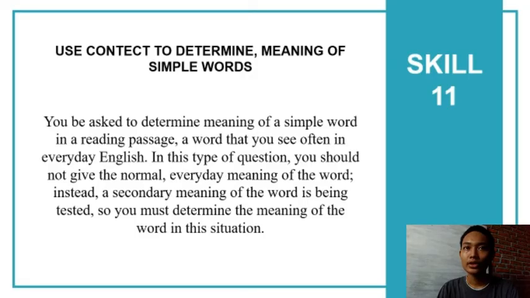Skill 11. Use context to determine meaning of simple words. You'll be asked to determine the meaning of a simple word in a reading passage, a word that you see often in everyday English. In this type of question, you should not give the normal, everyday meaning of the word. Instead, a secondary meaning of the word is being tested. So you must determine the meaning of the word in this situation.